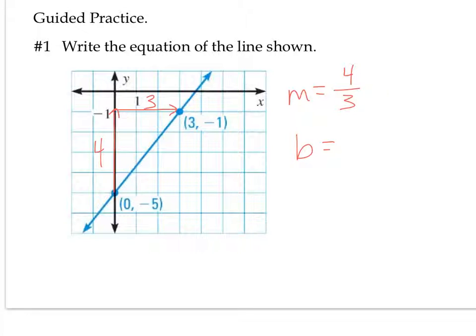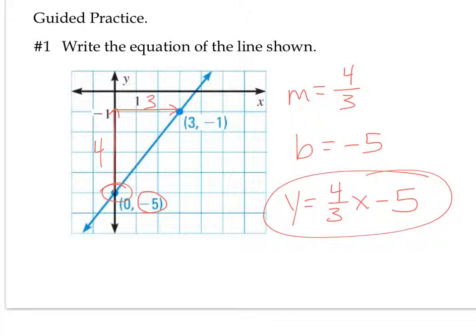And the y-intercept is that point right there. It's the y value when x is 0, -5. So the equation of this line would be y equals 4/3 x minus 5. We've got our slope and our y-intercept, the two things we need to be able to write the equation of that line.